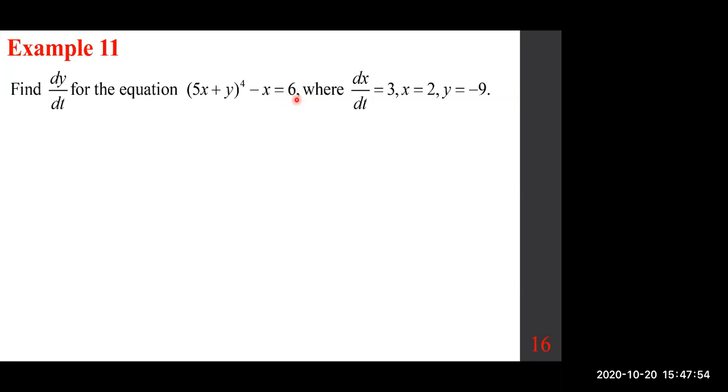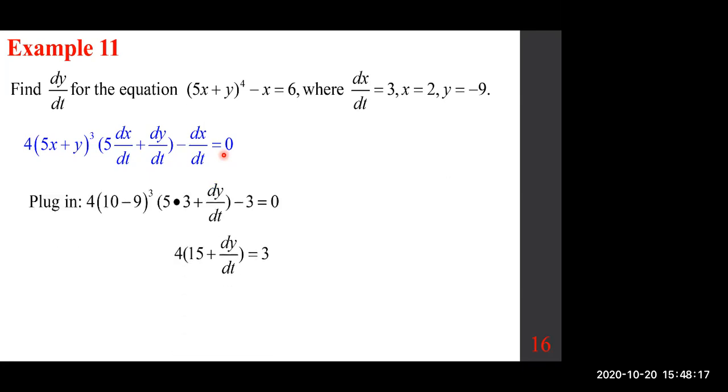So quick recap. 4 sits in front. You write the same parentheses to the power of 1 less. That means 4 minus 1, which is 3. Differentiate the inside, and then minus dx/dt equals 0. I wouldn't worry about the rest, and I'm not going to waste my time. You just plug in. And I'm going to assume everybody can finish the job.